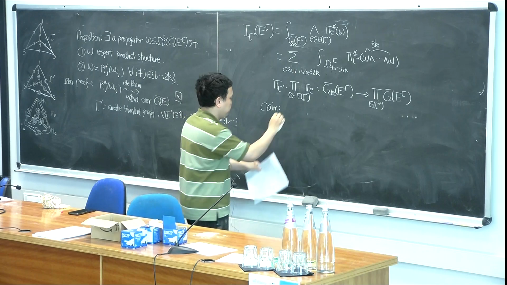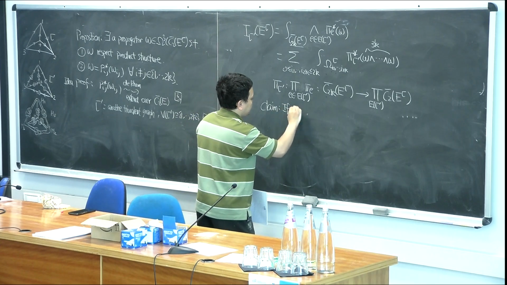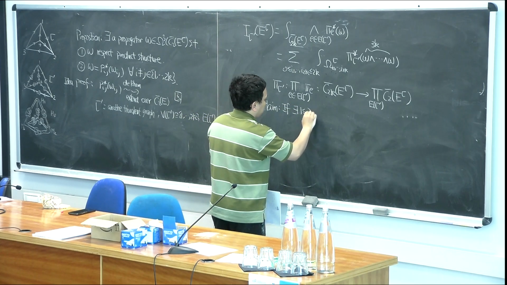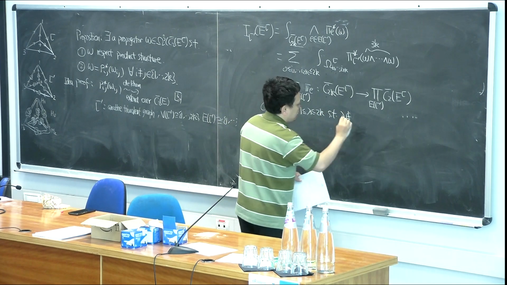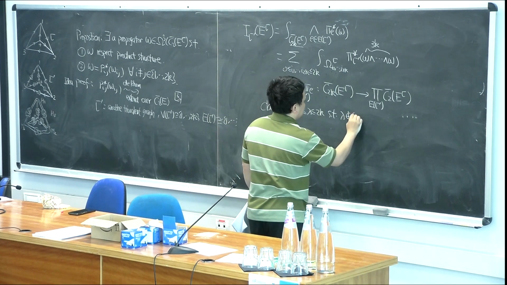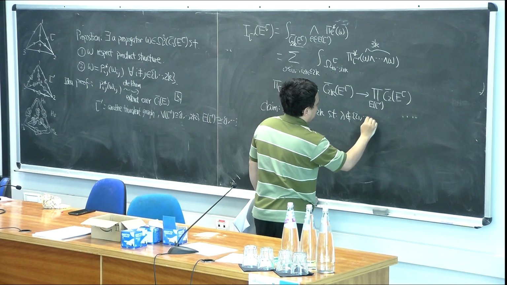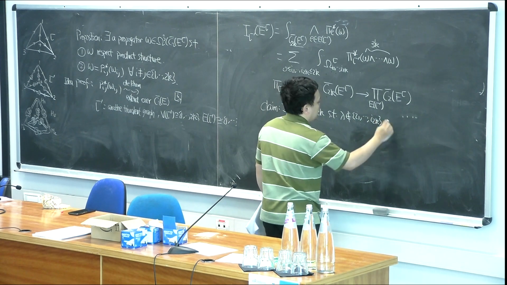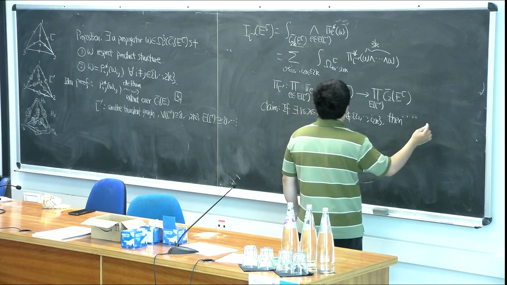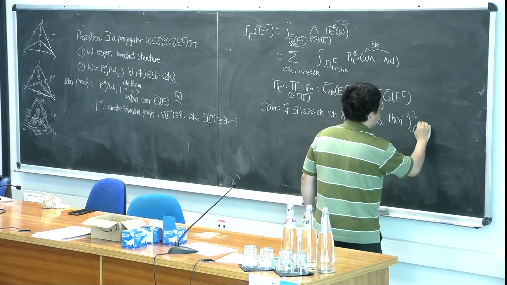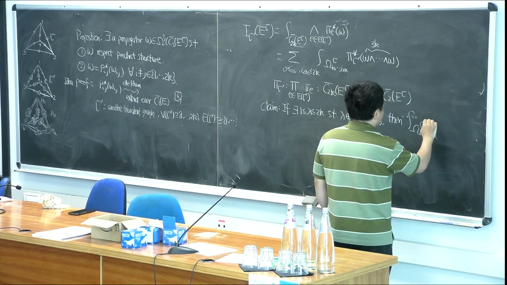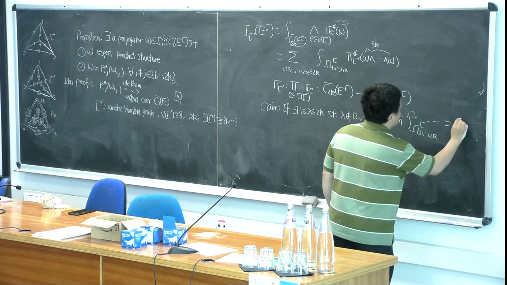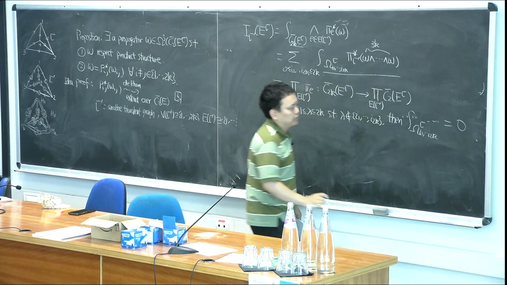Now, the first claim is that if there exists some lambda between 1 and 2k such that lambda does not belong to this I1 through I2k, then this integration equals 0.